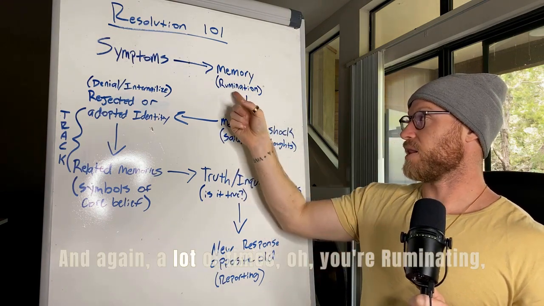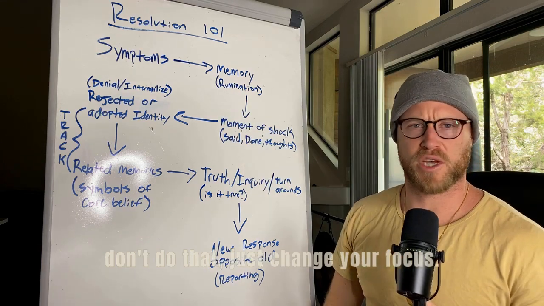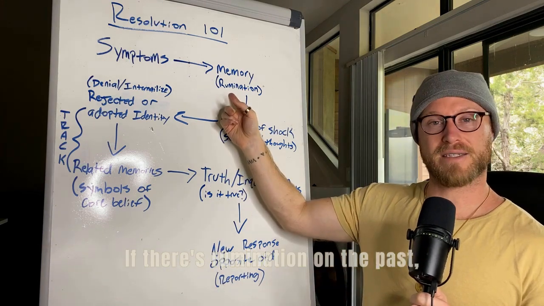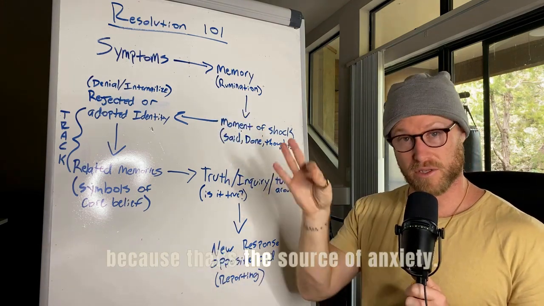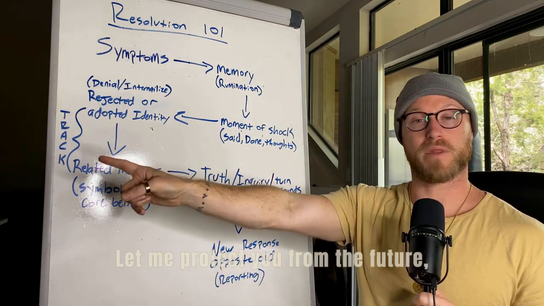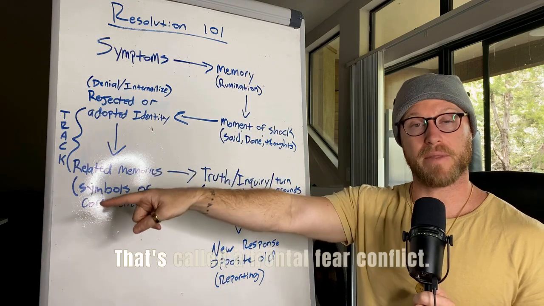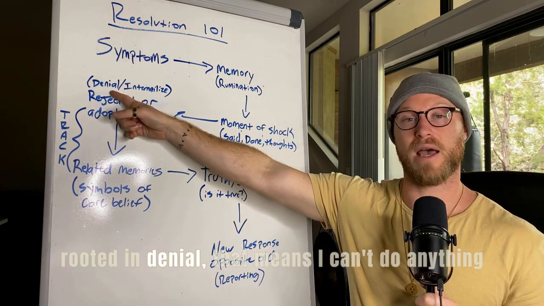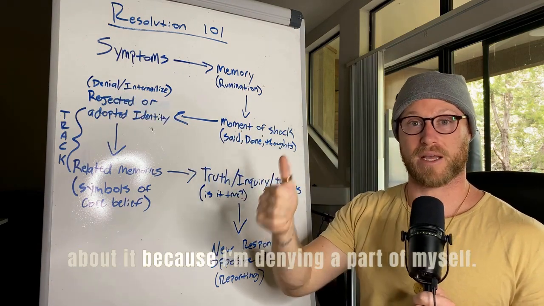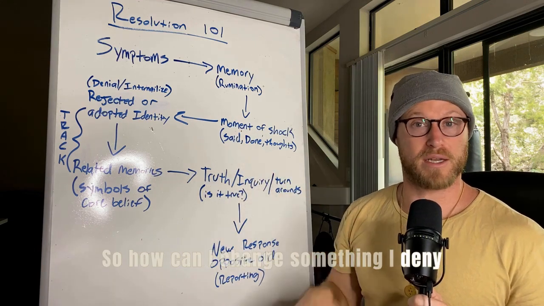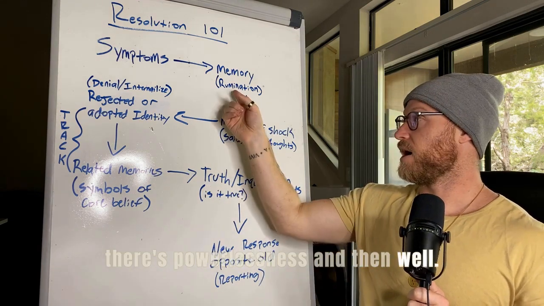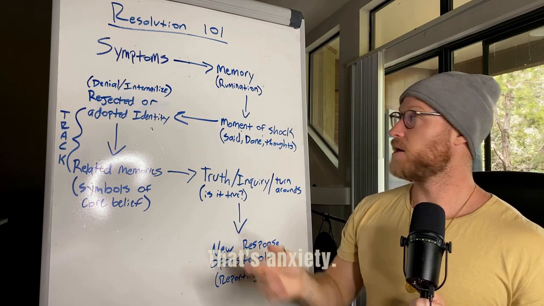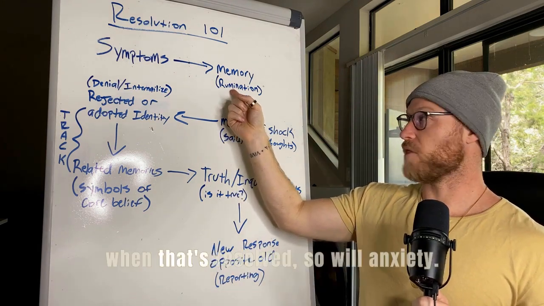Number 2. And again, a lot of times, you're ruminating. Don't just change your focus. No, that's happening for a reason. Your psyche's trying to protect you. If there's rumination on the past, there's anxiety of the future, by definition, because that's the source of anxiety. Let me protect you from the future, from something that may happen. That's called a frontal fear conflict. And if there's a powerlessness conflict, which is rooted in denial, that means I can't do anything about it because I'm denying a part of myself. So how can I change something I deny? There's powerlessness. And so at all costs, I have to avoid it. So let me actively try to avoid a future scenario. That's anxiety. So rumination, when that's resolved, so will anxiety.